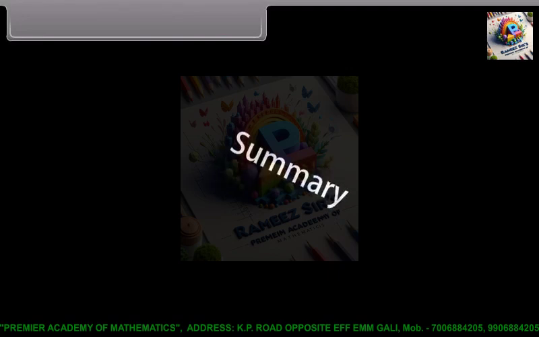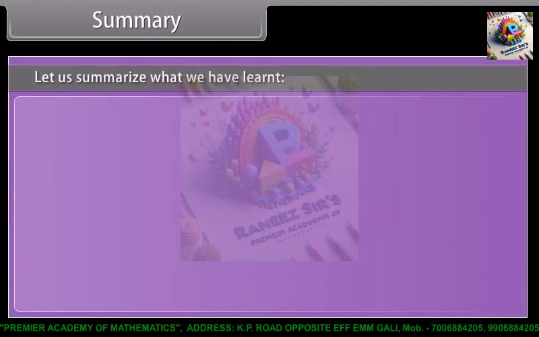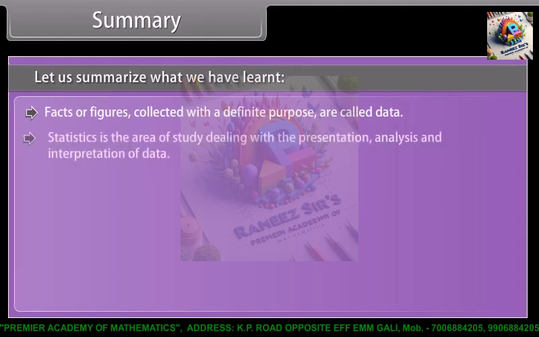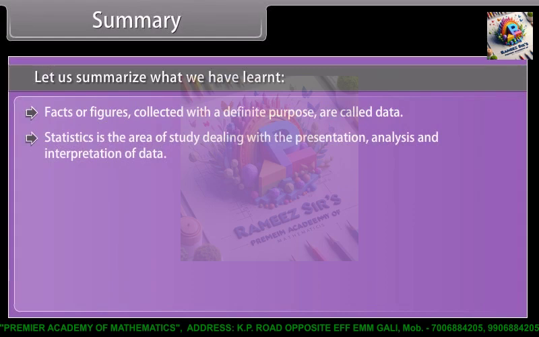Summary. Let us summarize what we have learned. Facts or figures collected with a definite purpose are called data. Statistics is the area of study dealing with the presentation, analysis, and interpretation of data.